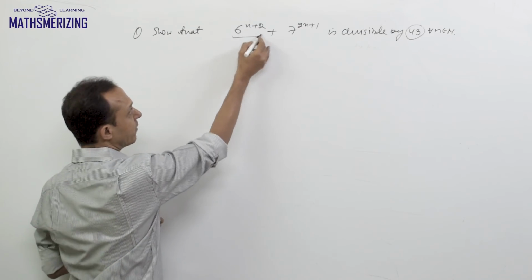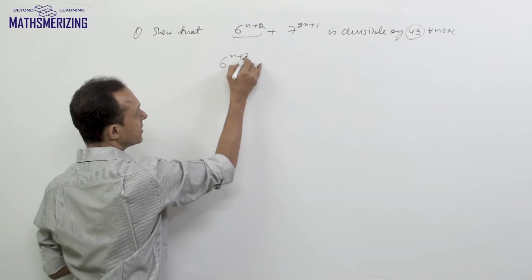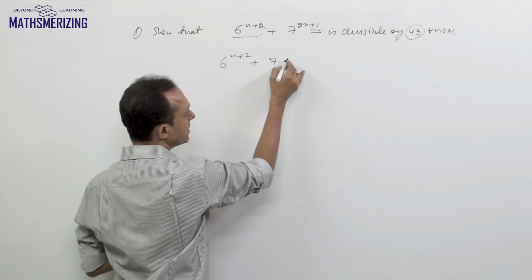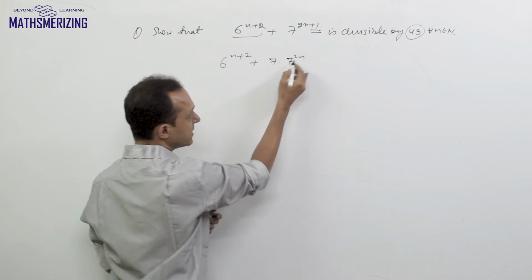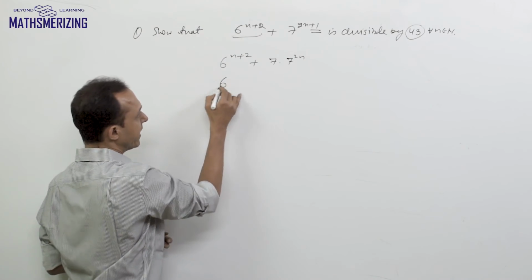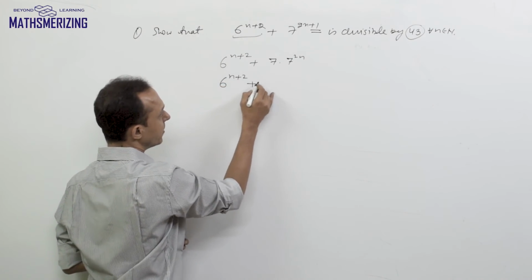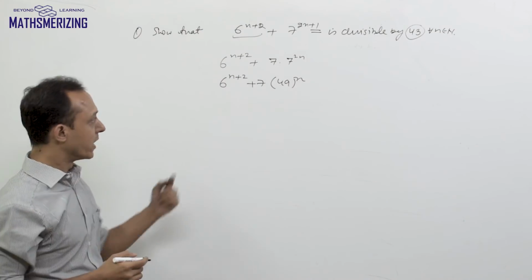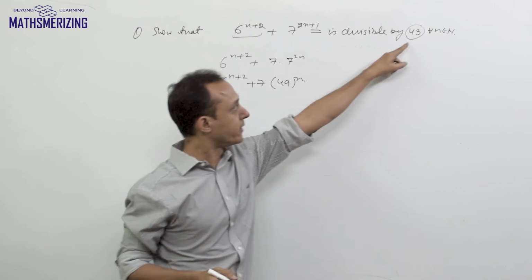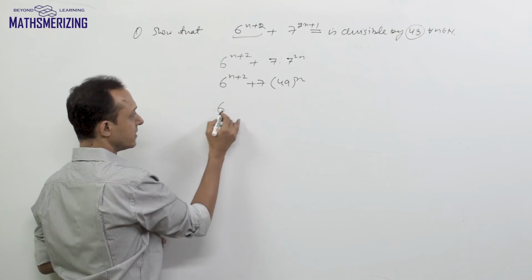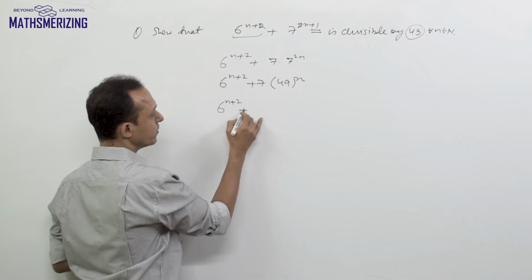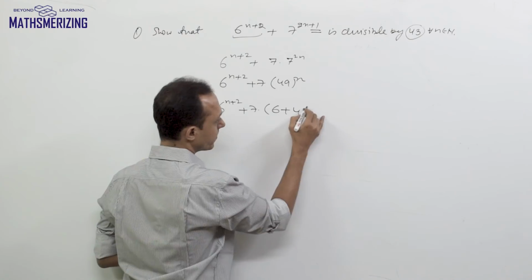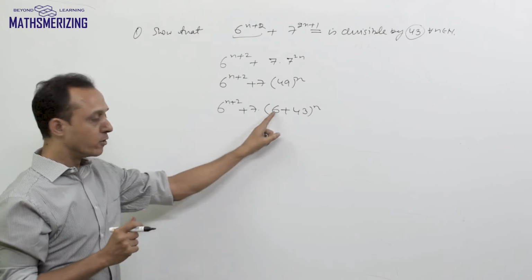So I cannot do anything about 6^(n+2), so I'll write 6^(n+2), and here I can write it as 7 into 7^(2n), which is 7 squared to the power n. So I can write it as 6^(n+2) + 7 × 49^n. Now what I'll do is I'll write this 49 as 43 plus 6. So I'll write 6^(n+2) and then 7, and this is (6 + 43)^n. Now I'll use binomial expansion.